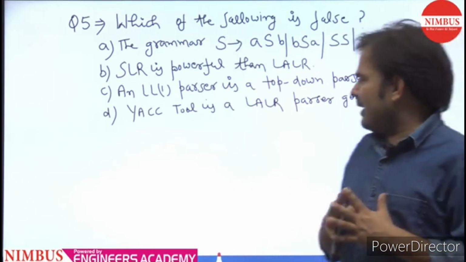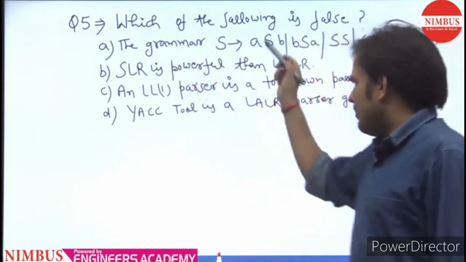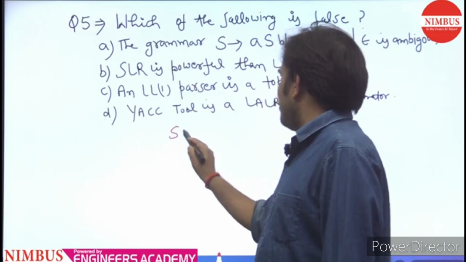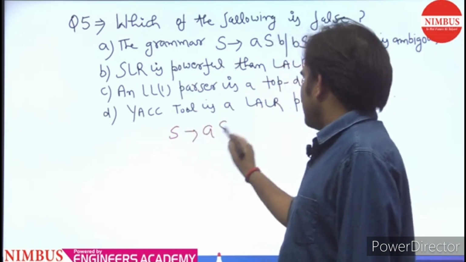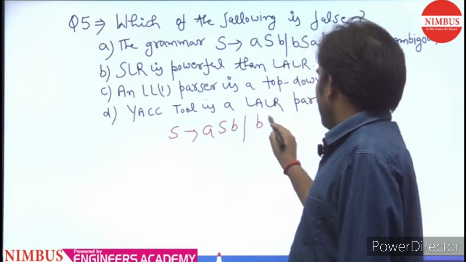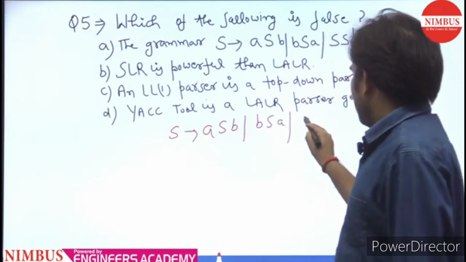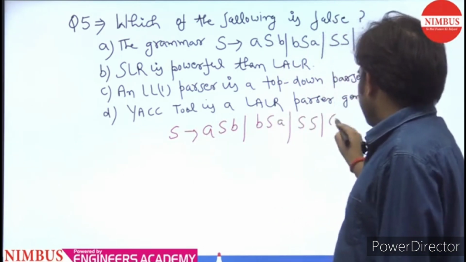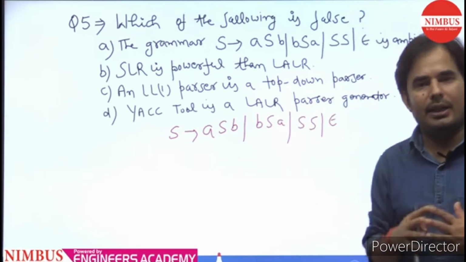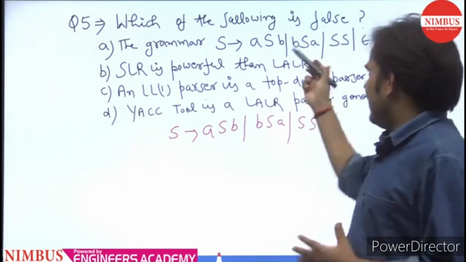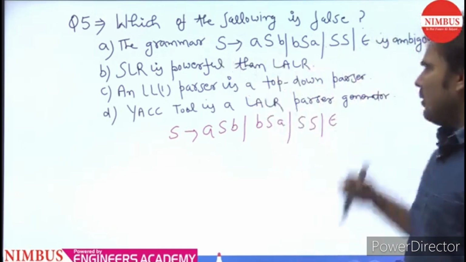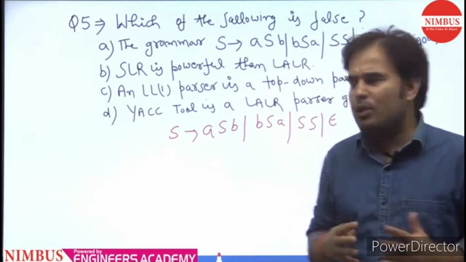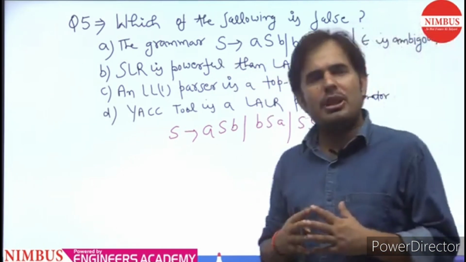So let's check the option. The grammar given in the first option is S tends to SS slash S tends to epsilon. So it is saying that this grammar is ambiguous, and we need to check whether it's an ambiguous grammar.